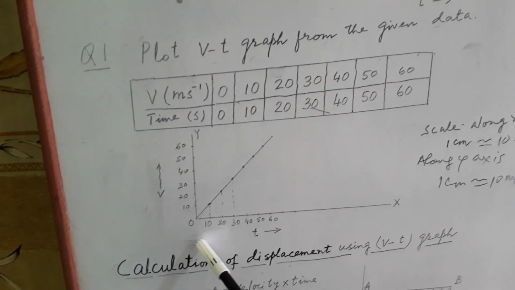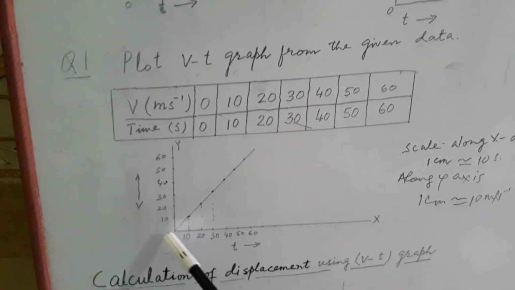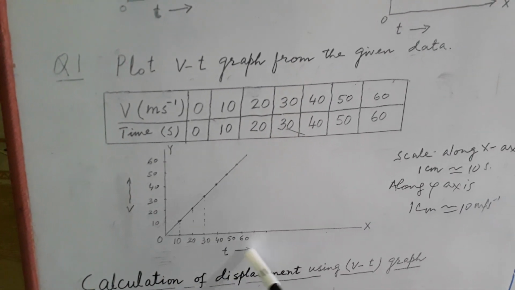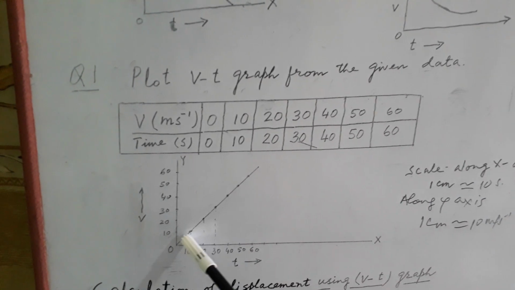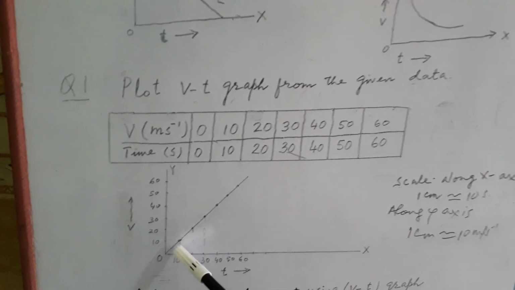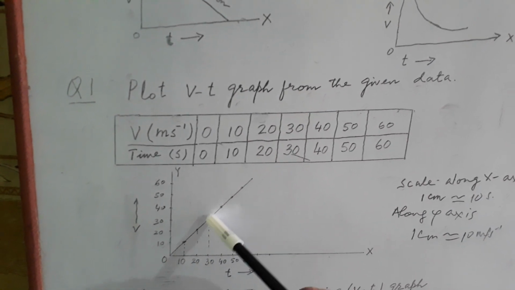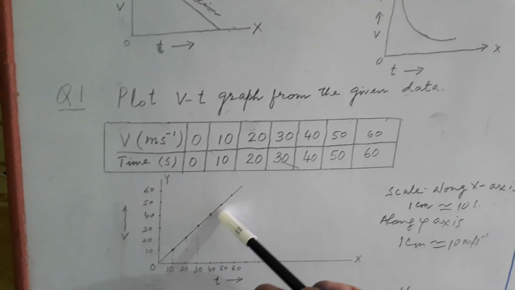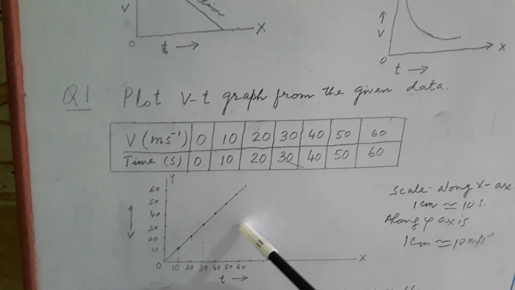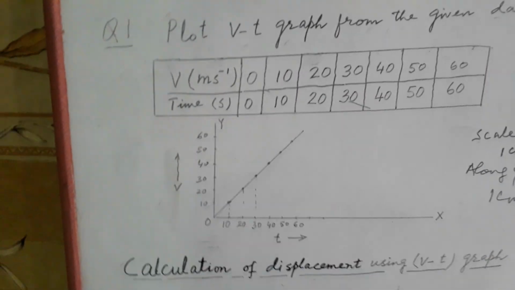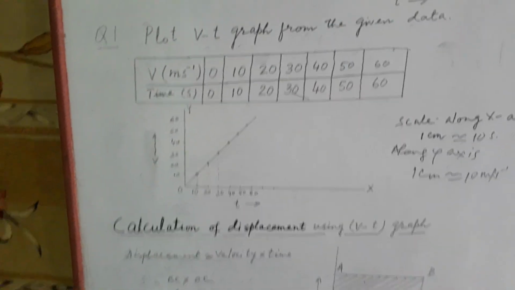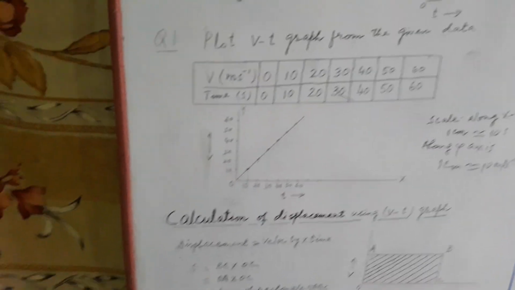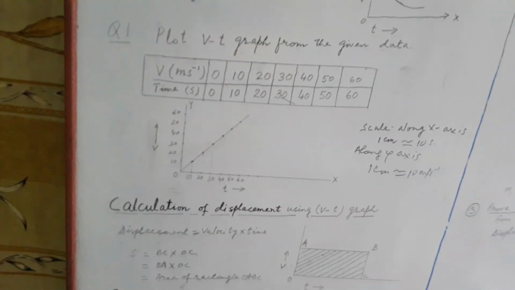So all the data, that is along x-axis and along y-axis, have been written over here, and there will be 5 dots. When we join all these dots, we are getting a straight line. So we can say that the nature of motion is uniform. That is, this graph represents the uniform acceleration.